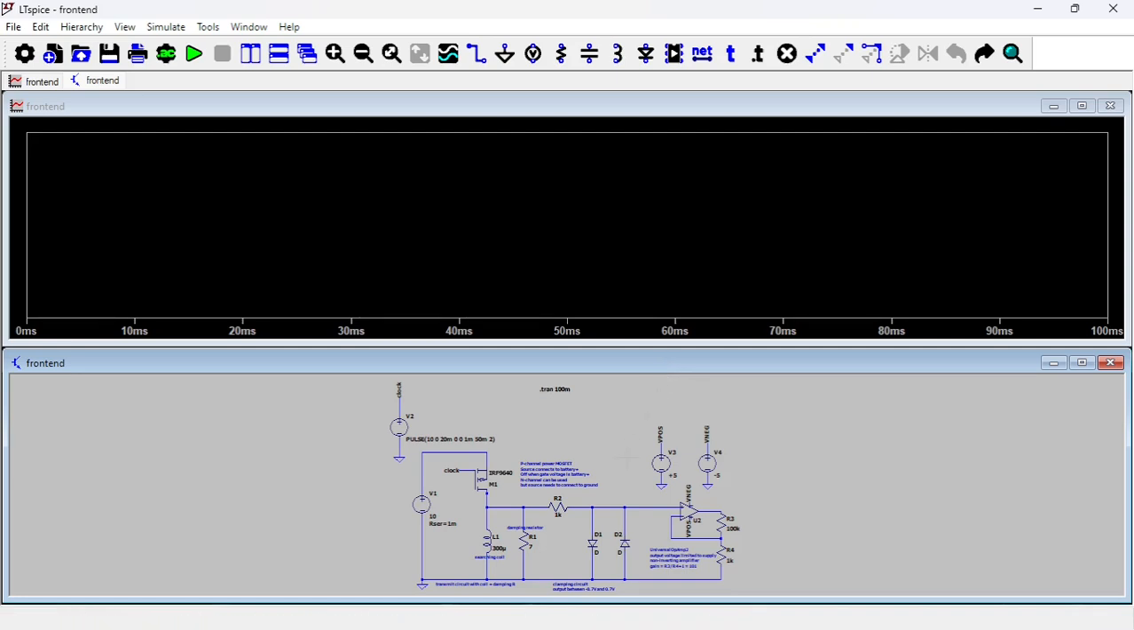Let's delete this one. Okay, so now let's see what the signal looks like right before we go into the clamping circuit. So here.